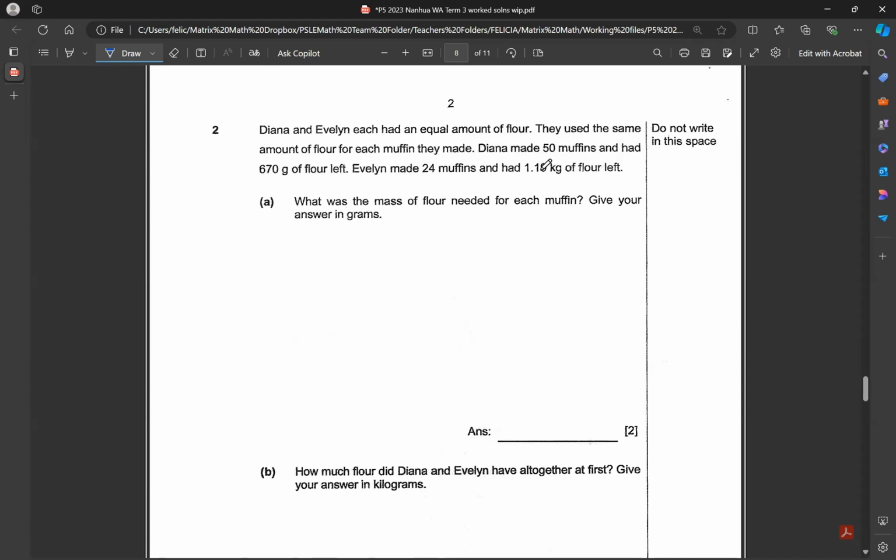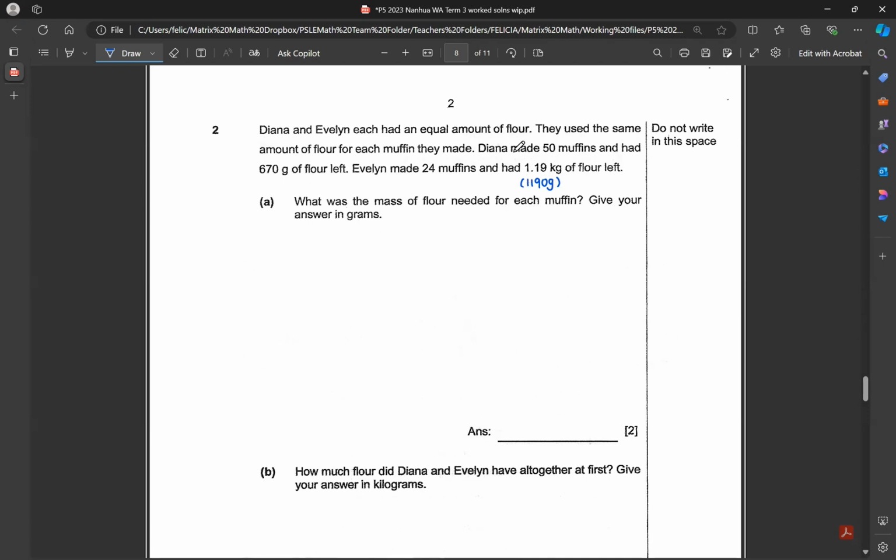For kg to grams, we all know it's times 1000 because 1 kg is 1000 grams. So we times 1000, just move the decimal point forward 3 times: 1, 2, 3. This should be 1190 grams of flour. We put that down first so that we remember this is in grams. For this question, we're going to use a model method to solve.